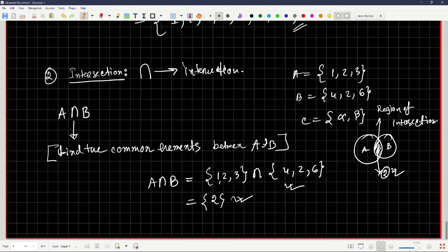And what about this intersection, A intersection C? What should be the result? Can anyone tell me? Sir, null set. Why? Because there is no common element in both of them. Yeah, there is nothing in common between them. So that's why the result is a null set. And again, if you recall the definition of disjoint, these two sets, A and C, are disjoint.